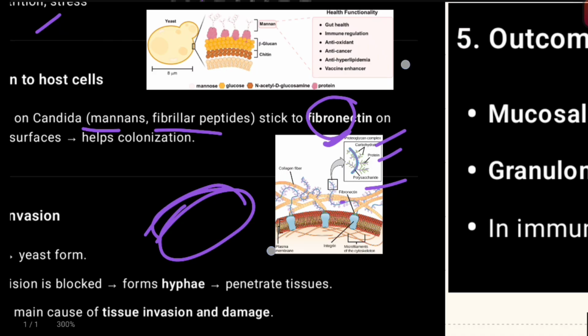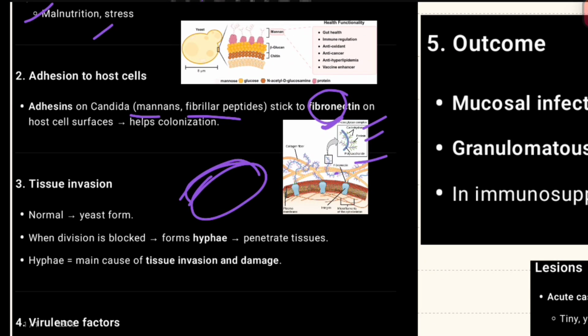So this fibronectin will be present on the cell surface of damaged cells of the host. This fibronectin will be connected with the mannans and fibrillar peptides. These mannans and fibrillar peptides are extensions of the Candida organisms, which attach to the fibronectin and facilitate adhesion to the host cells.